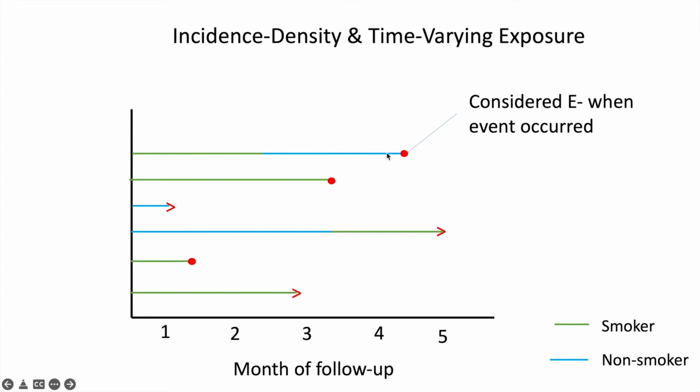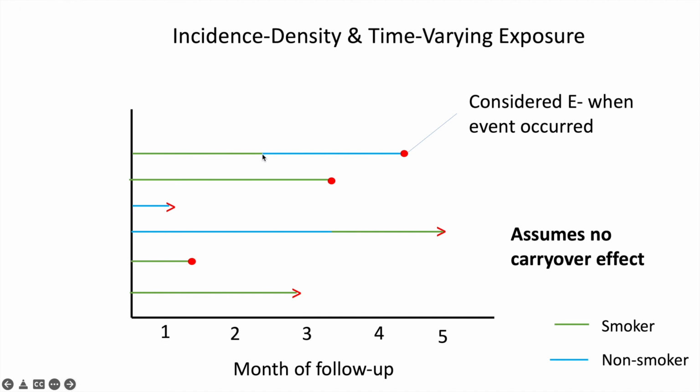One potential problem is that you need to ultimately attribute their outcome to either their exposed time or unexposed time. And what we typically do is assign their event status to their exposure status when the event occurred. So this person had the event, and even though they spent some time as a smoker, they're considered a non-smoker who had the event. And this can be kind of problematic depending on what the outcome is.